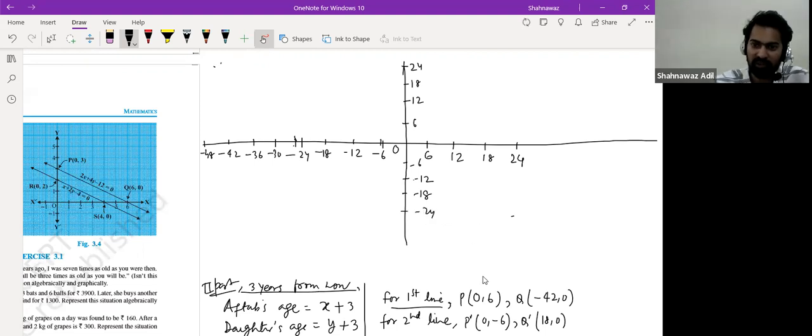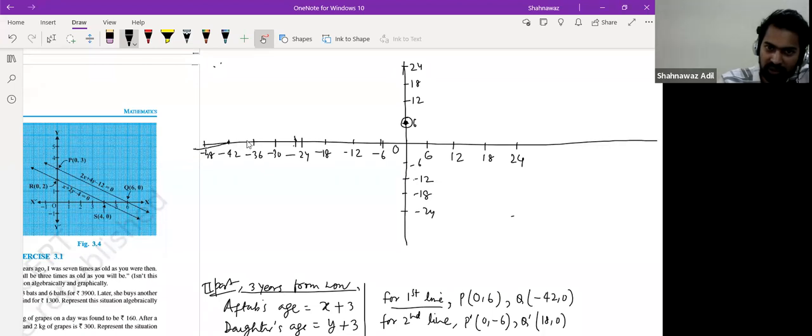Right. So what is the first point? 0, 6. So in the x direction you have 0, and 0, 6 is this point. Right. And what is minus 42, 0? So in x, we go minus 42, and 0 is this point, right?